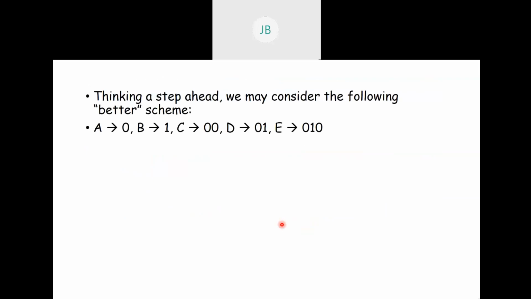So let us think more about this. Do we have any better scheme? For example, A is represented as 0, B is represented as 1, C is represented as 00, D is 01, and E is 010. So is it a better scheme to represent? Because when we represent any of these symbols as different code words in binary, our main objective is to either store them or to transmit them.